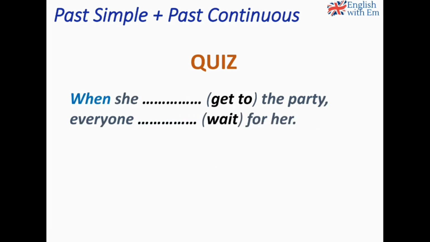When the party, everyone for her. When she got to the party, everyone was waiting for her. To get to a place is another way of saying arrived, when she arrived at the party, but it's much more natural to say when she got to the party. So this is a short action, she got to the party, and the action that was in progress at that time is that everyone was waiting for her.